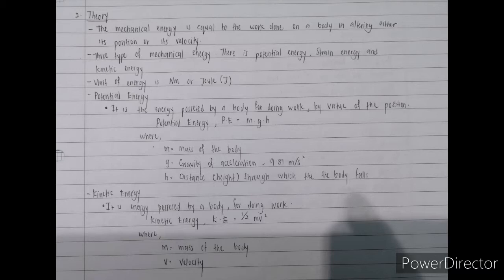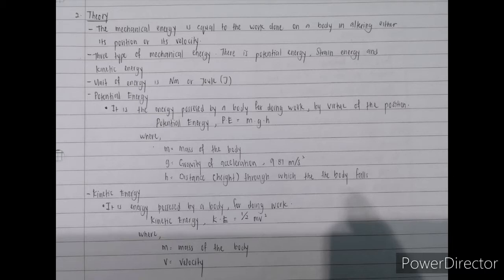Potential energy is the energy possessed by a body for doing work by virtue of its position. Potential energy, P.E., equals mgh, where m is the mass of the body, g is the acceleration due to gravity, 9.81 m/s squared, and h is the height through which the body falls.